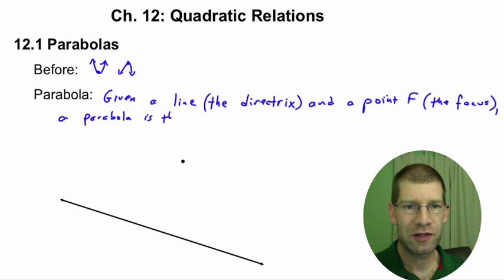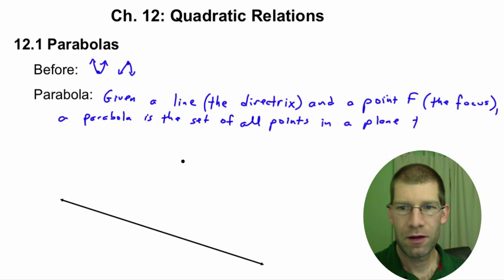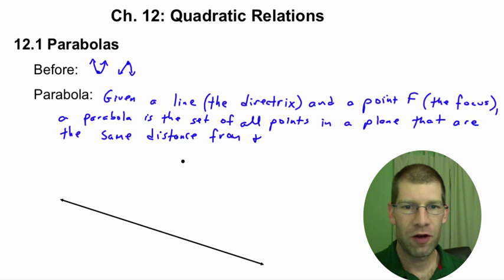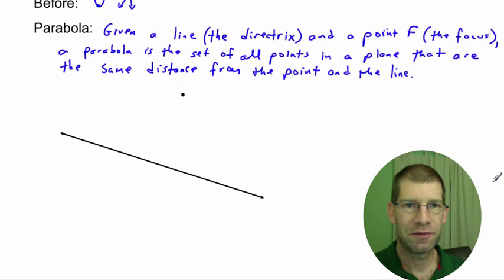is the set of all points in a plane that are the same distance from the point, that being the focus, and the line being the directrix. So that's our definition of a parabola.